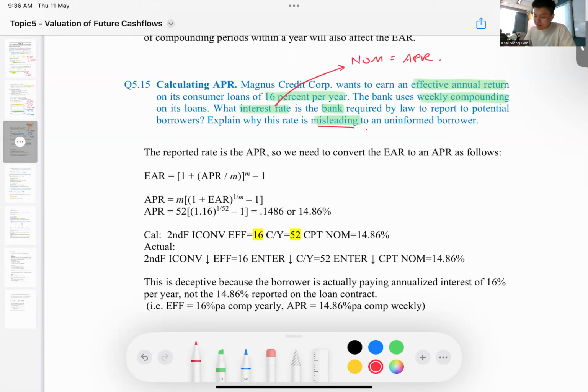Now I have the EAR, the effective annual return, which is 16%. So this is my EFF. What I want to calculate here is APR, so a bit different already. First of all, second, reset, enter. Second, icon.